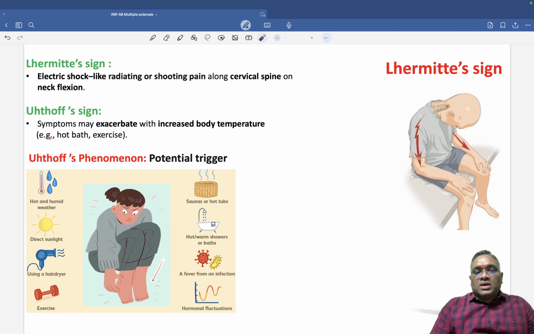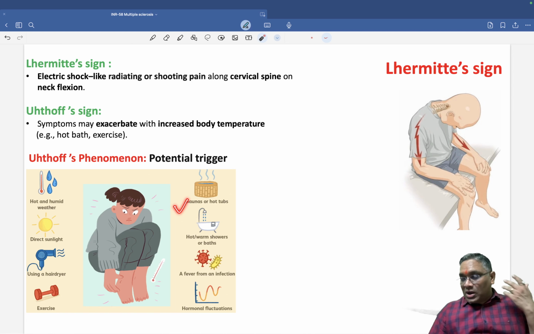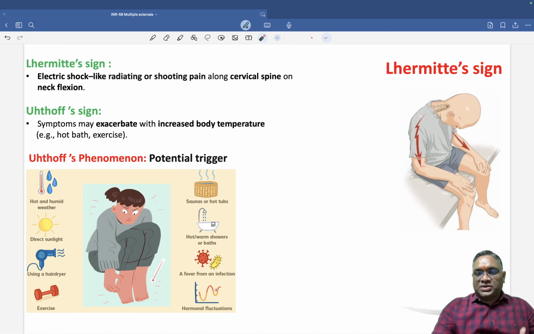What is Uhthoff sign? Symptoms may exacerbate on increasing body temperature. Whenever body temperature increases, all the symptoms will be intensified or aggravated. That is called Uhthoff sign. Temperature can increase because of a hot bath or exercise. There are various potential triggers: hot and humid weather, direct sunlight, even using a hair dryer, exercise, saunas, hot tubs, warm showers, even fever from any infection. That is why Epstein-Barr virus infection is also suggestive of multiple sclerosis, and hormonal fluctuations, right?